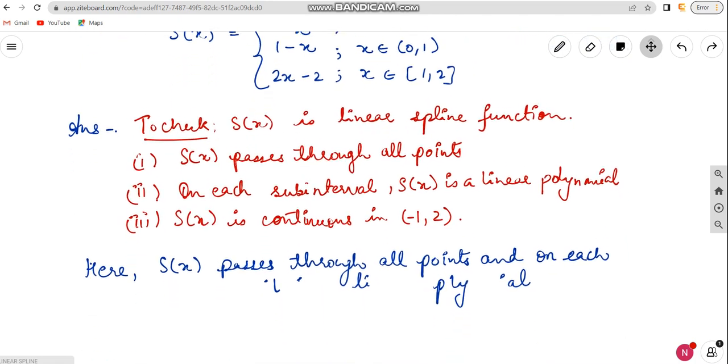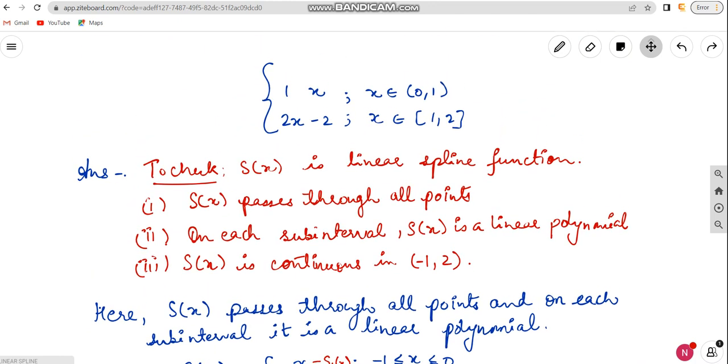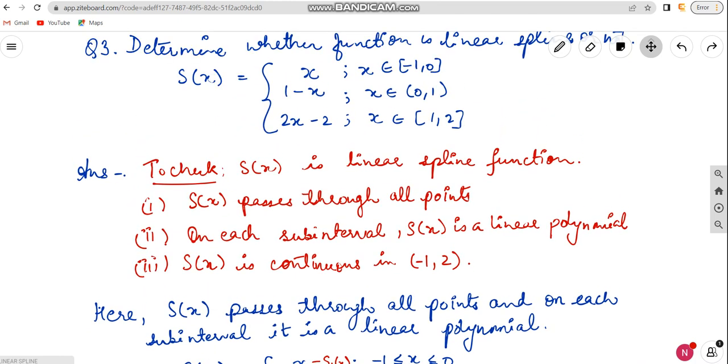The three conditions that we have to check are, first of all, the function should pass through all the points. So here we have 4 points: minus 1, 0, 1 and 2. Minus 1 and 2 are the external nodes, 0 and 1 are the internal nodes. The second condition is that on each subinterval the function is a linear polynomial. As we can see, it is a linear polynomial. Third is that it is continuous in the open interval minus 1 comma 2.